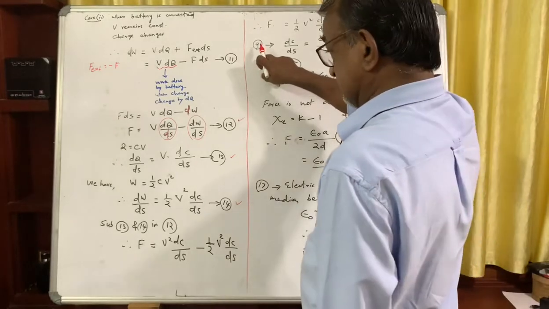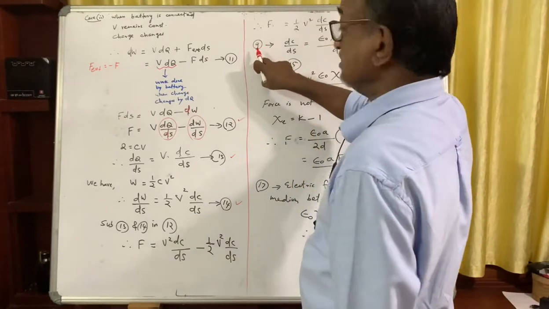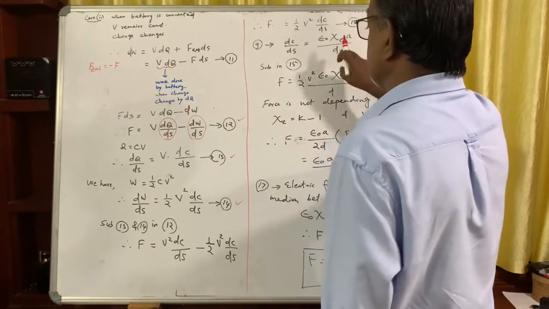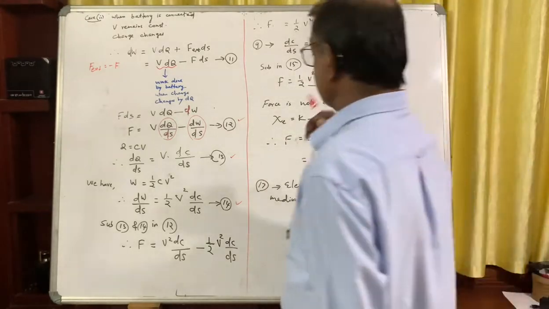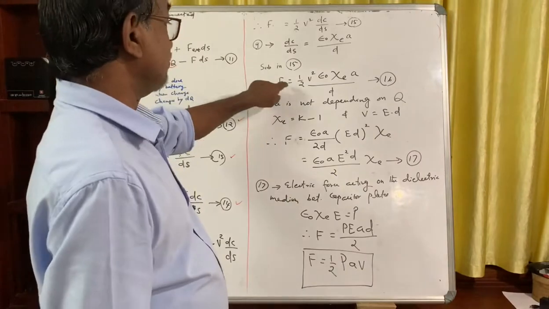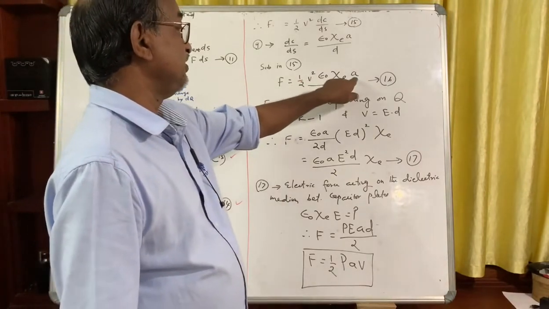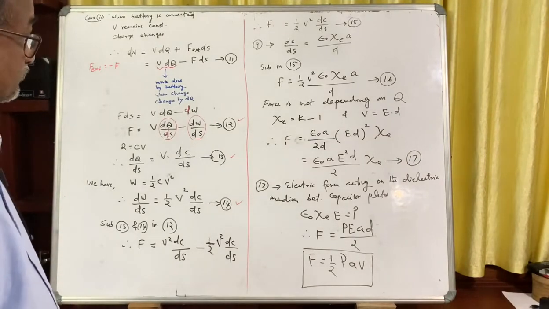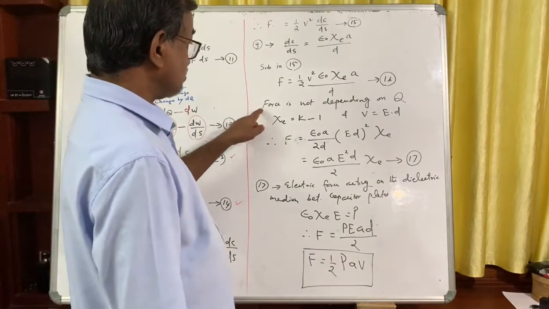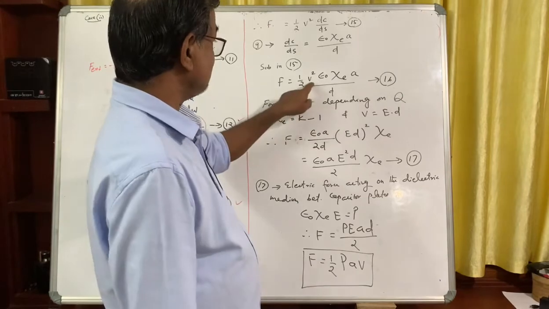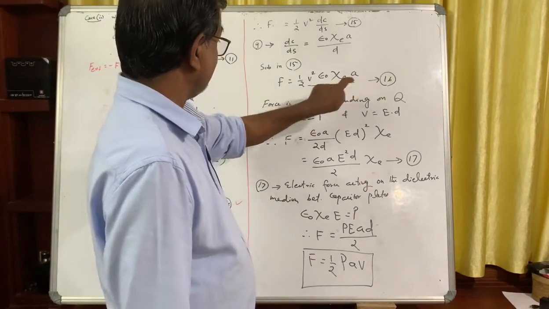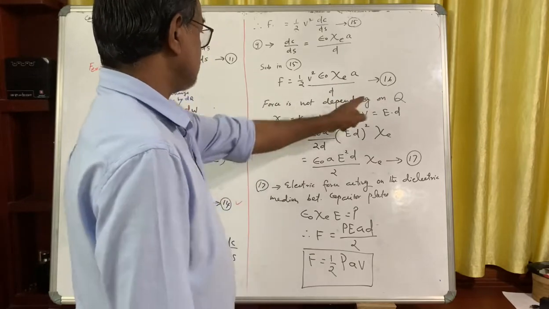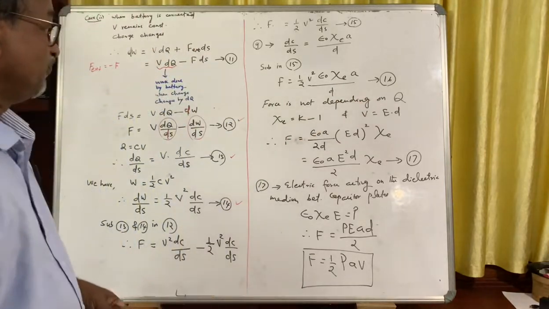So equation number 9 changes to dC by dS is equal to epsilon 0 chi A by D. Substituting in 15, we are getting F is equal to half V square epsilon 0 chi A by D, that is equation 16. We know force is not depending on Q. You see, there is no Q factor here. So the charge is not in this equation. So force is not depending on charge Q.